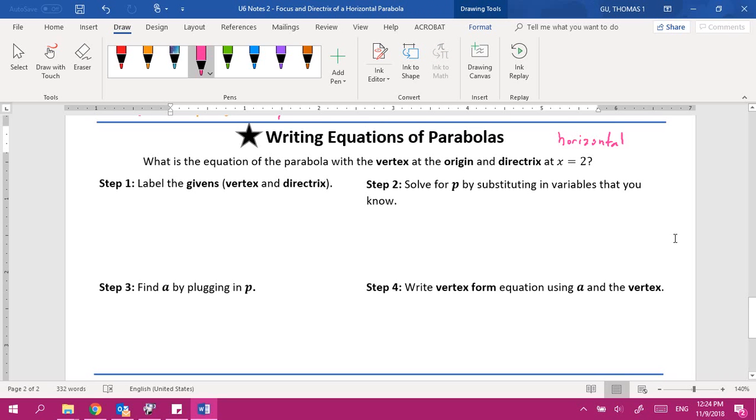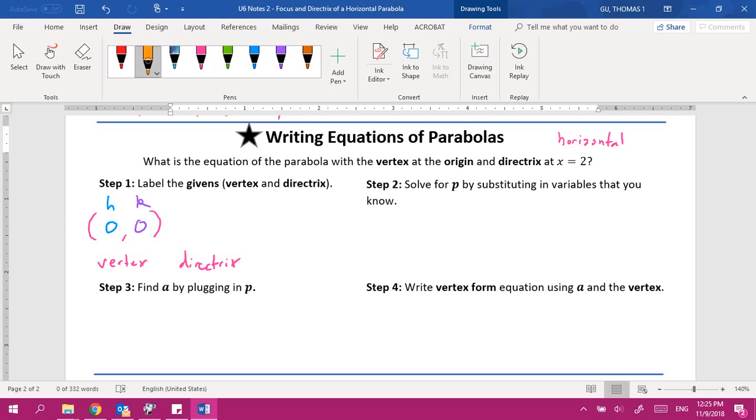So then step 1, you want to label all your givens. That's very important because you're going to be confused if you don't do that. So you've got a vertex and directrix. The vertex is what? 0, 0, right? That's the origin. Which means, what do I label this first 0 and 0 as? H and K, that's right. You're telling me that H equals 0 and that K equals 0, okay? That's why you labeled it.